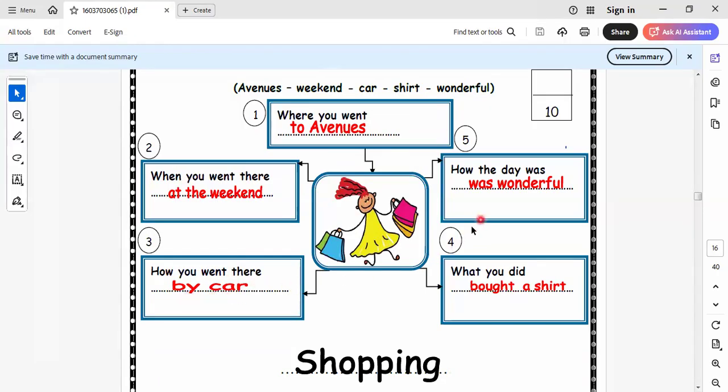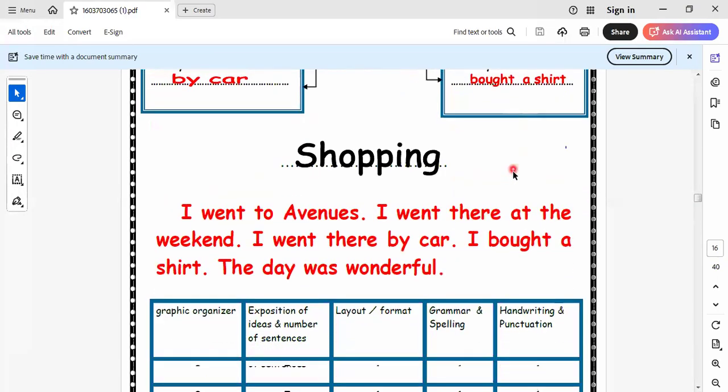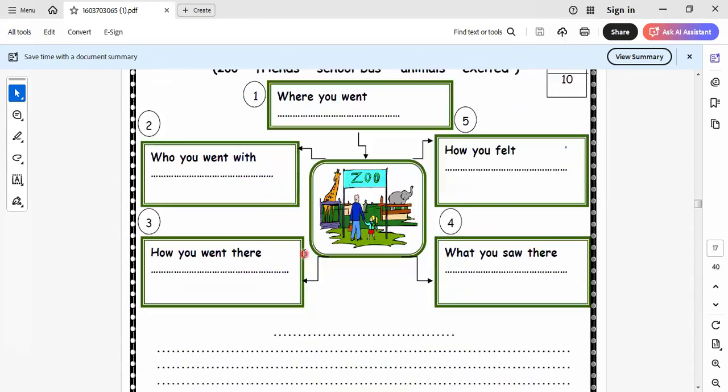This is the way I went. What you did? Bought a shirt. How the day was? So I asked about the day. Wonderful. Let's read the text together. Shopping. I went to Venice. I went there at the weekend. I went there by car. I bought a shirt. The day was wonderful.